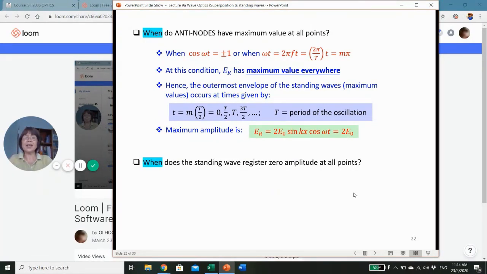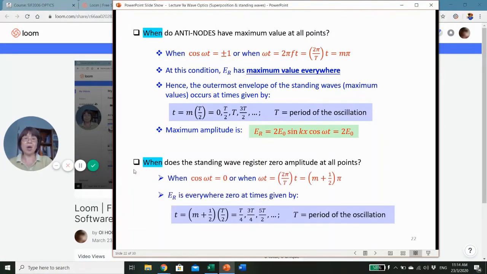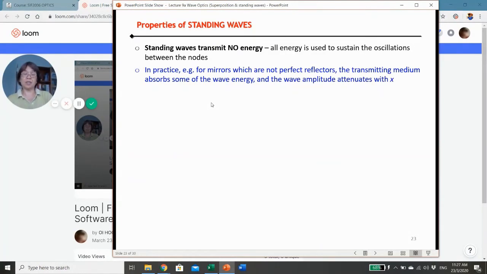So when does the standing wave register 0 at all points? Now that occurs when cosine omega t is equal to 0. And we get that when omega t equals half multiples of pi. So equating this, that will occur when t is equal to, pi cancels, m plus half multiplied by half of the period. That is quarter period, 3/4 period, it should be 5/4 period. So this should be 4 here. There's a mistake here.